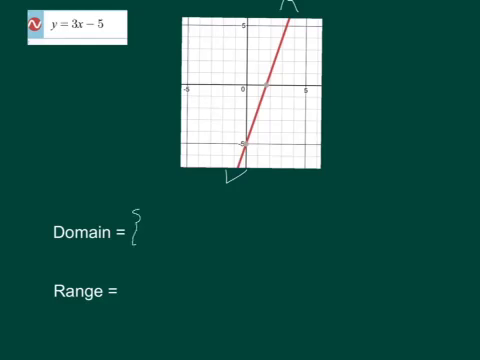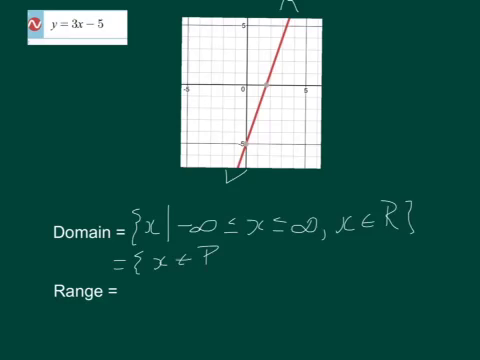Curly brackets are traditionally used, x and then a vertical line meaning such that, and we start with our smallest endpoint, so negative infinity is less than or equal to x, which is less than or equal to positive infinity, and we always have to identify our numbering system. In this case, that would be the real numbers. Now we can shorthand that as x belongs to the reals.